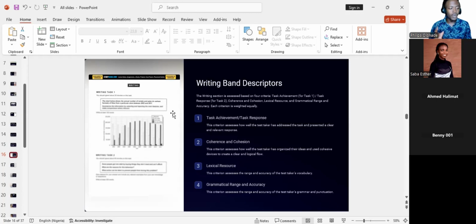Now, the first one is task achievement and task response. Task achievement and task response means you've been given a question. Did you answer it completely? Let me give you an example. The question says, Nigeria's politics is a dangerous game. State whether or not you agree with this statement. Give reasons and examples for your opinion.